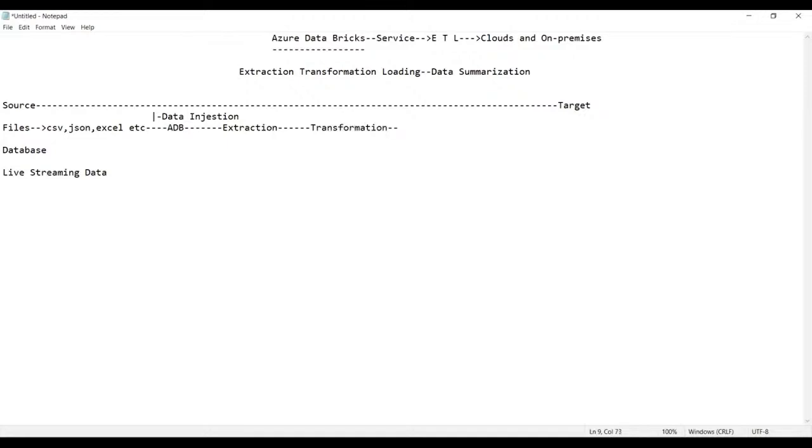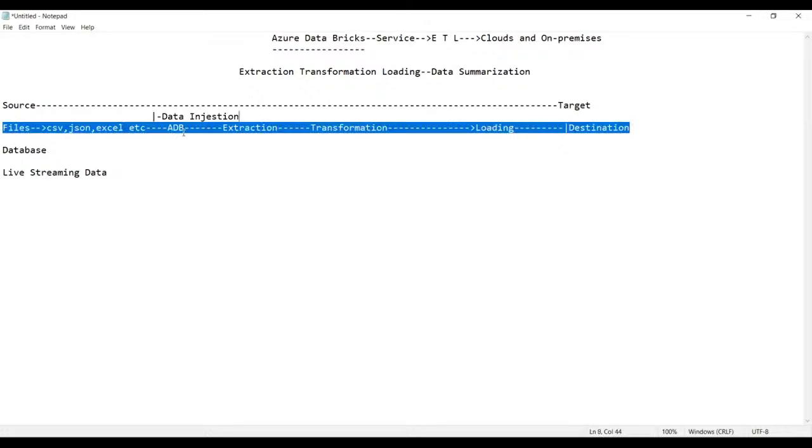And once the transformation is done, finally we perform the loading. Loading the data into the target. That is called the destination, or target. Getting my point?